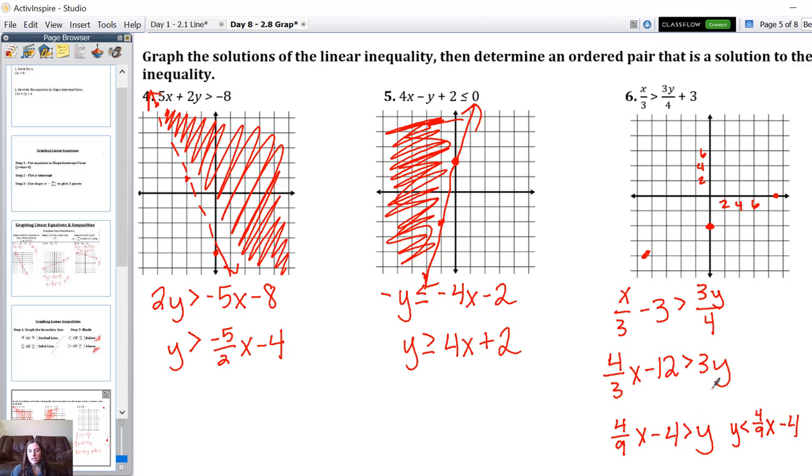This one is strictly less than, so we're going to put the dashed line. And it's less than, so this time we are shading below.